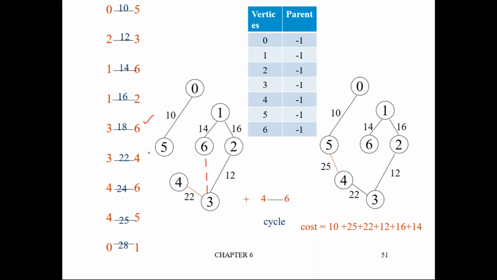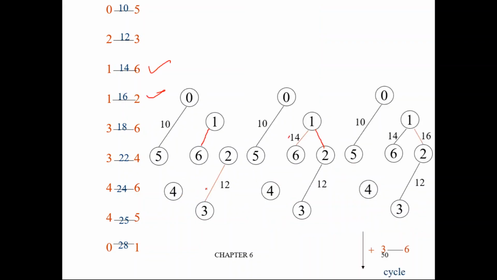3 to 4. In this graph you see 3 to 6, if you add, a cycle will be created. So don't add. Next is 3 to 4. If you add, will it create a cycle? No, it won't. So add this. Okay. Next 4 to 6. If you add this, will it create a cycle? Yes. So don't add this edge.